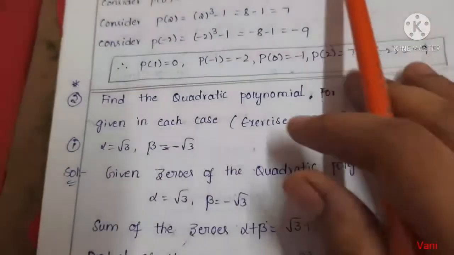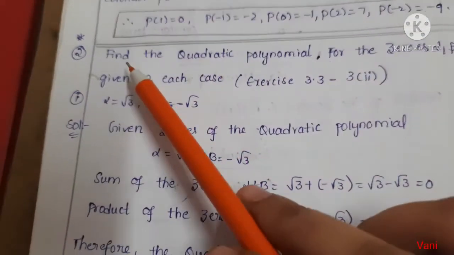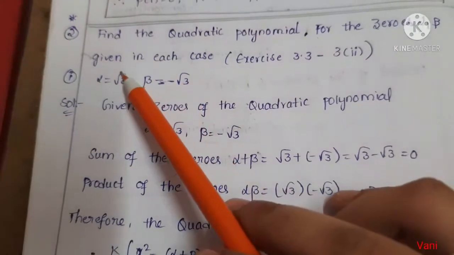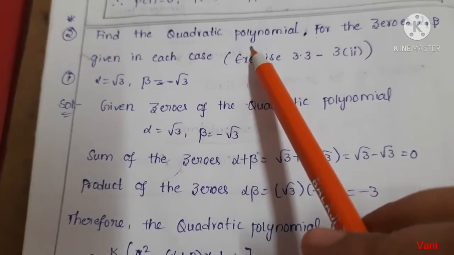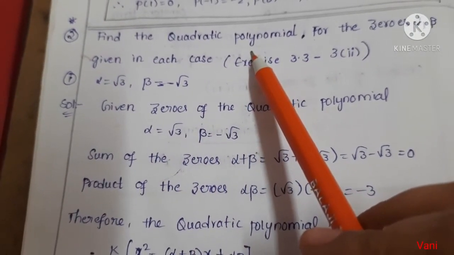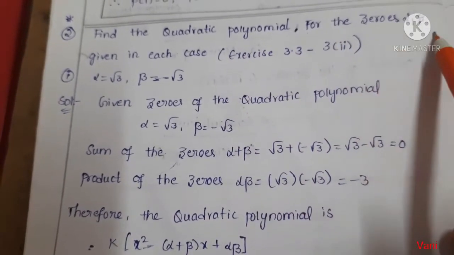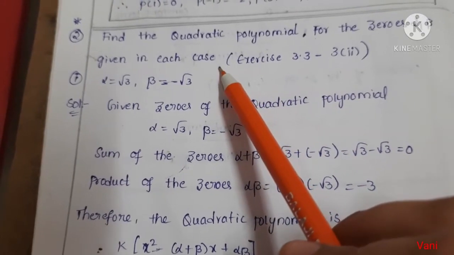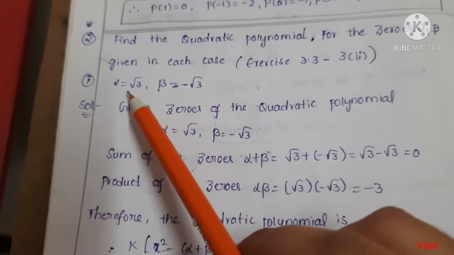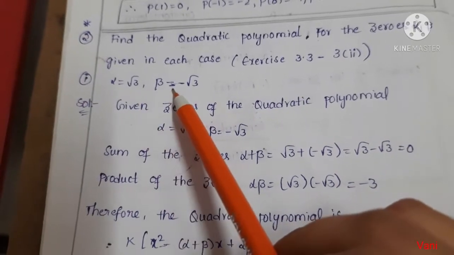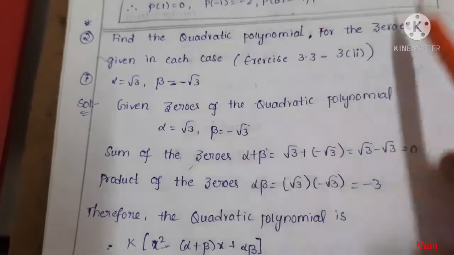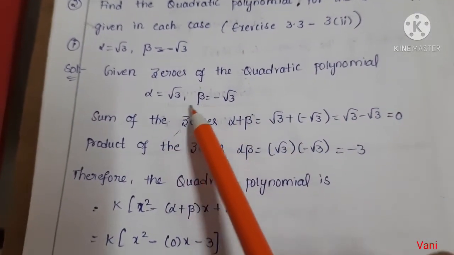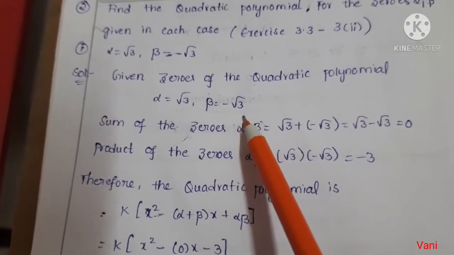Hi children, in 2 marks problems, the next problem. Find the quadratic polynomial for the zeros alpha, beta given in each case. Here we have to find the quadratic polynomial. In each case, alpha and beta are the given zeros of the polynomial. The given alpha is equal to root 3 and beta is equal to minus root 3 in the first problem. So first write the given zeros of the quadratic polynomial: alpha is equal to root 3 and beta is equal to minus root 3.